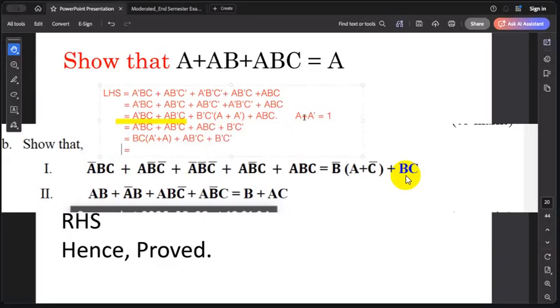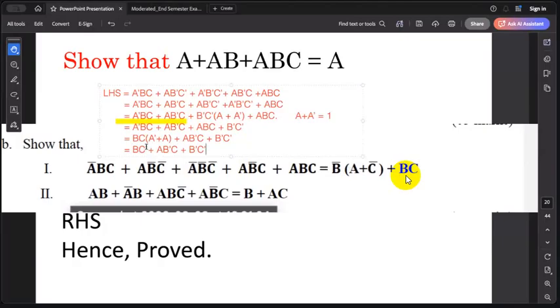Again, we use the same rules. A plus A bar is equal to 1. We are left with BC plus AB bar C plus AB bar C plus B bar C bar. Right, so you can see something. From this, whatever we need in the RHS, we have found. Can you see? This BC has already come.